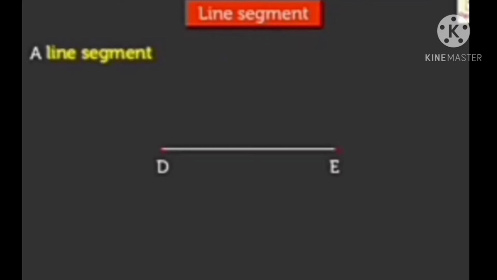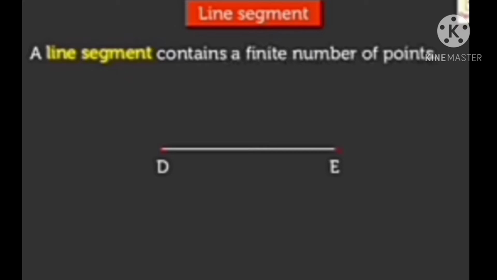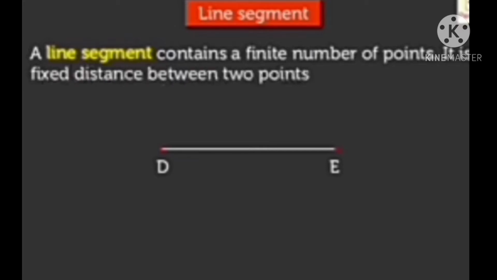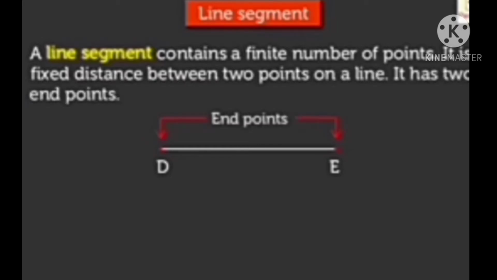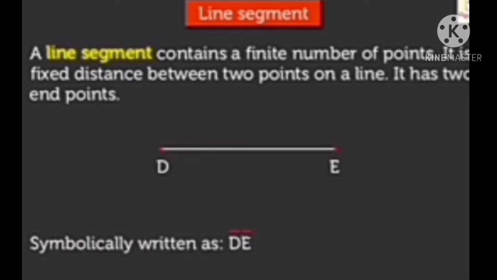Now about the line segment. A line segment contains a finite number of points. It is a fixed distance between two points on a line. It has two endpoints. Here D and E are the two endpoints of the line segment, and it is symbolically written as DE or ED.